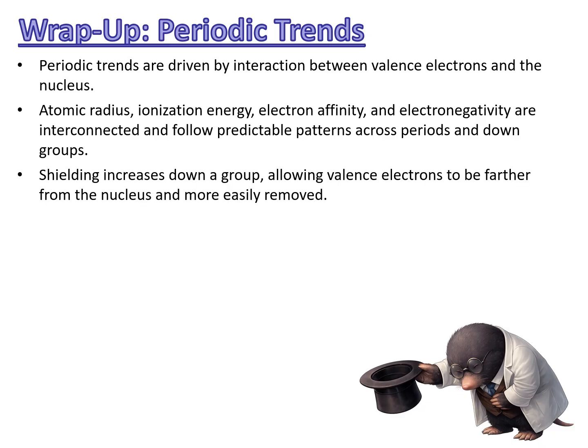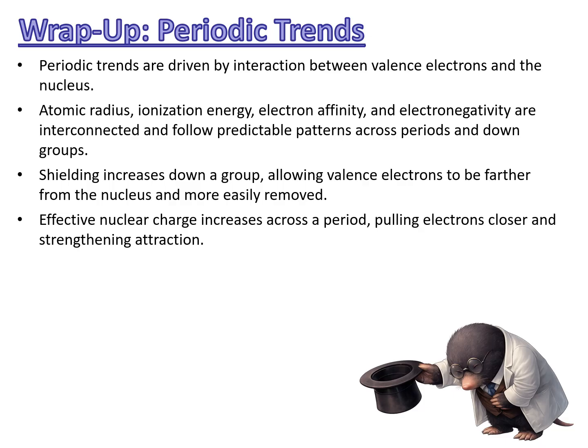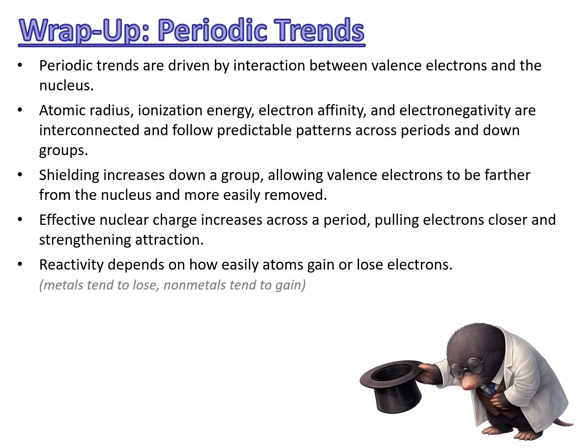Shielding increases as you go down a group, allowing valence electrons to be farther from the nucleus and more easily removed, so lower ionization energy. Effective nuclear charge increases across a period, pulling the electrons closer and strengthening the attraction. So that's going to increase the ionization energy and make them smaller. Reactivity depends on how easily atoms will gain or lose electrons. So if they are a nonmetal, they tend to gain electrons. If they are a metal, they tend to lose electrons.